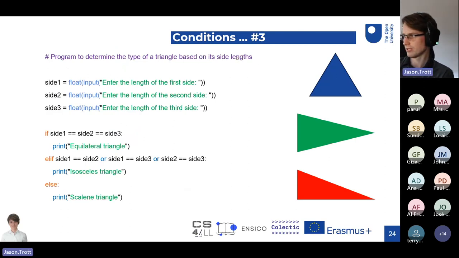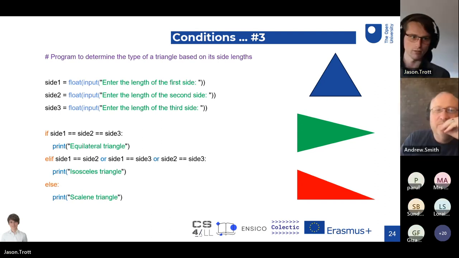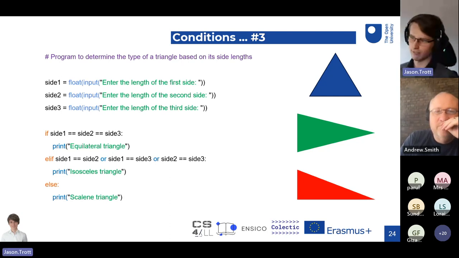Okay. So here's a bit of an example. Determine what kind of triangle you have inputted by the three lengths of the sides of the triangle. So if they're equal, we can pretty much agree that it's an equilateral triangle. If it's an isosceles triangle, then you're going to have two equal sides. And if none of the sides are equal, then you're going to have a scalene triangle. So we can do this with an if, elif, and else statement, as you can see on here.